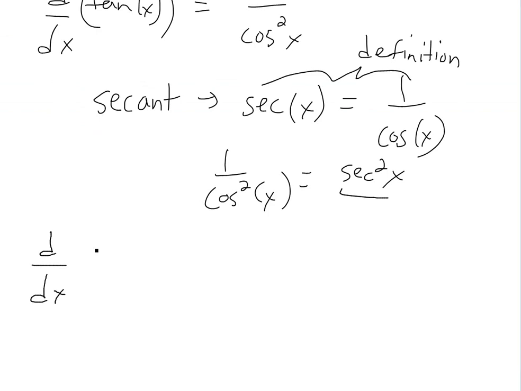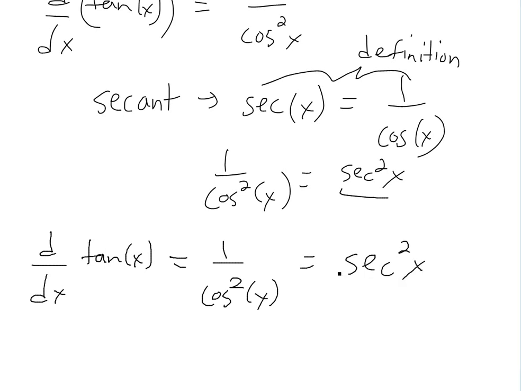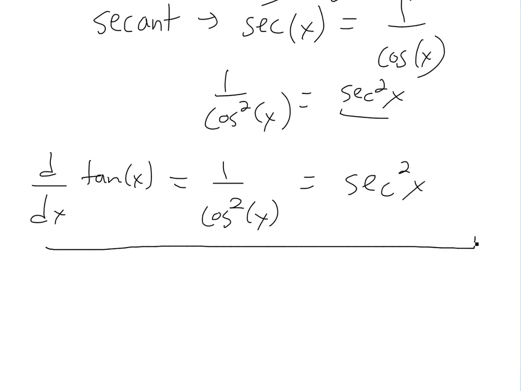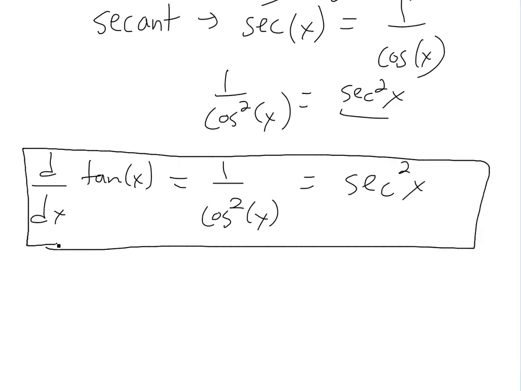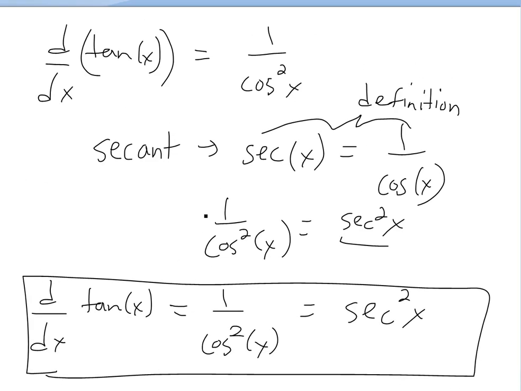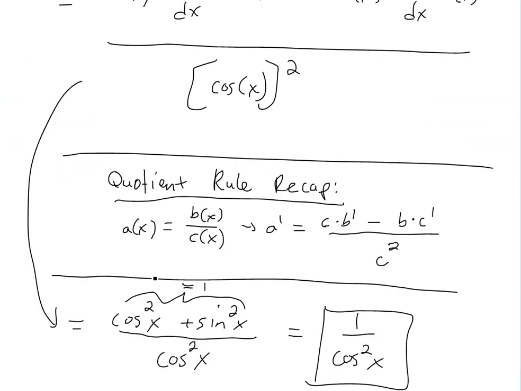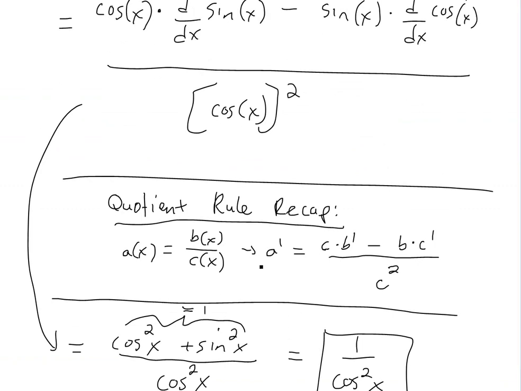The derivative of tan x, d over dx of tan x, equals 1 over cos squared x, which equals secant squared x. So that's our proof. This is the proof for the derivative of tan x. Hopefully you learned, and for the quotient rule you can recap in the info below, just click that and you'll see the proof.